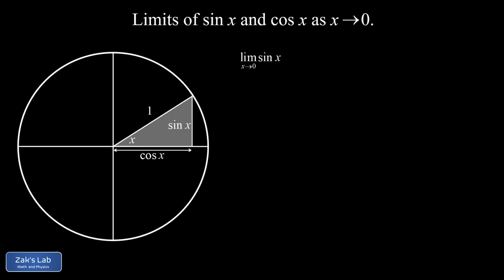In this video, we're proving the limits of sine x and cosine x as x goes to 0. And we're going to give kind of a geometric proof that incorporates the squeeze theorem as well. So the setting for our geometric proof is the unit circle. Remember that has a radius of 1.